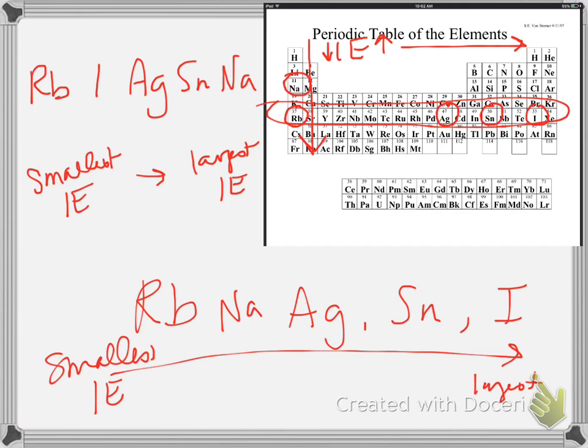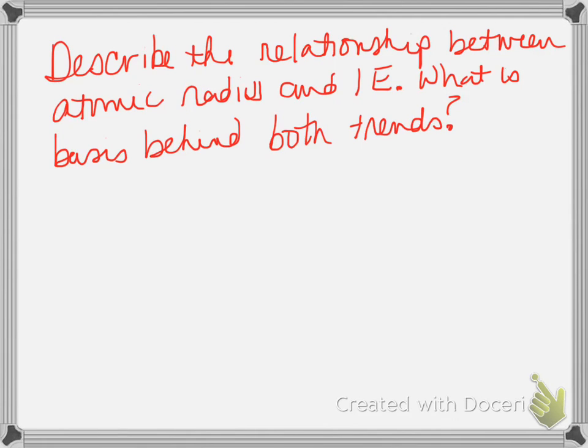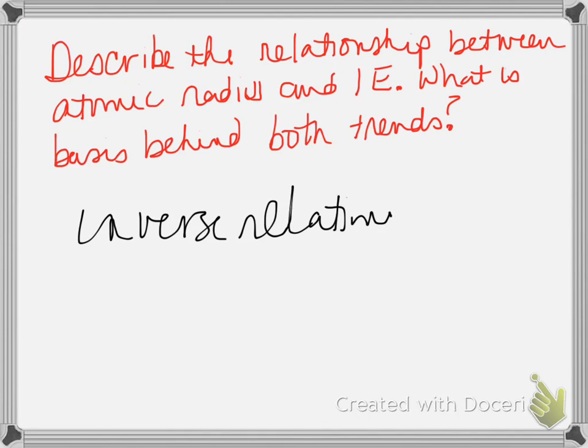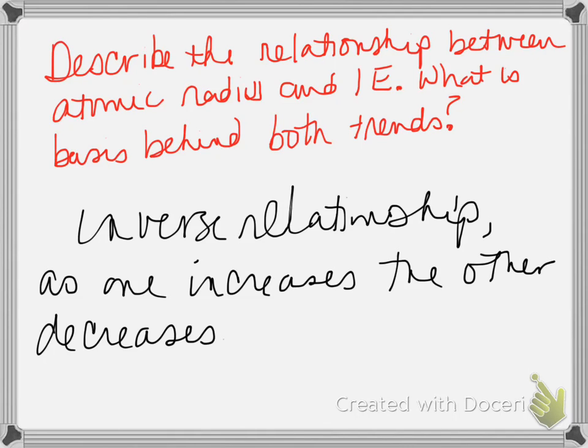Okay. The next two are the essay questions, the short answer questions. And the first one you're asked is, describe the relationship between atomic radius and ionization energy. What is the basis behind both trends? Okay, so the first part of that can be answered as simply as saying the relationship between atomic radius and IE is an inverse relationship. It's an inverse relationship. As one increases, the other decreases.